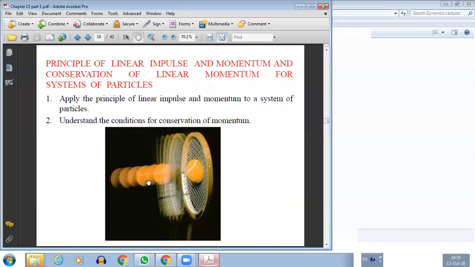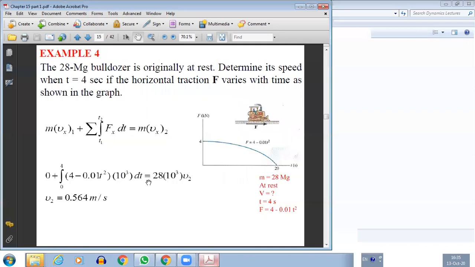Okay, let's see this problem. The 28 megagram bulldozer is originally at rest. Determine its speed when t equals 4 seconds, if the horizontal traction force varies with time. This time the force is not constant. It's varying with time as shown in the figure.